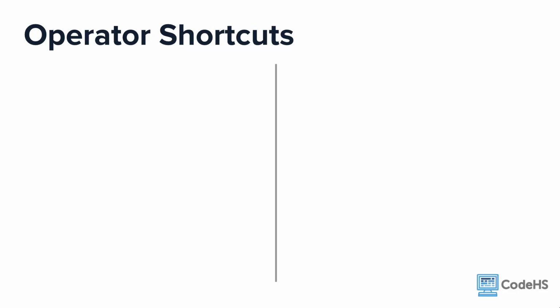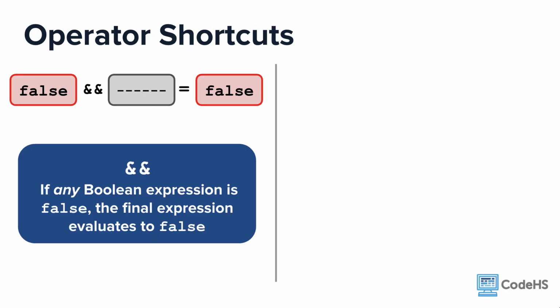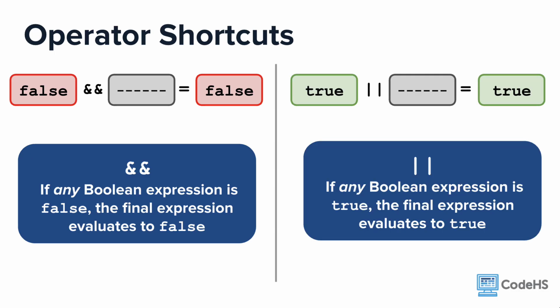Yep, can go on field trip will evaluate to true because at least one of the conditions, has permission slip, is true. You may have noticed a pattern when looking at the examples. For the AND operator, if any Boolean expression is false, the final expression evaluates to false. Alternatively, for the OR operator, if any Boolean expression is true, the final expression evaluates to true.